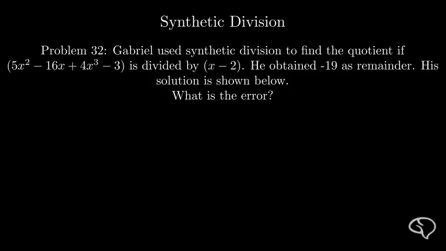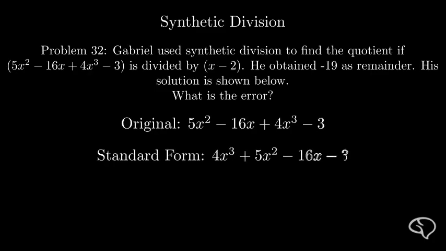What was his error? There are 2 crucial rules for setting up synthetic division. First, the polynomial must be written in standard form, with terms arranged in decreasing order of their exponents. Second, you must include a 0 for any missing terms. Gabriel's polynomial is 5x squared minus 16x plus 4x cubed minus 3. In standard form, this should be 4x cubed plus 5x squared minus 16x minus 3. Gabriel did not arrange the terms correctly. Let's see if there's another error.